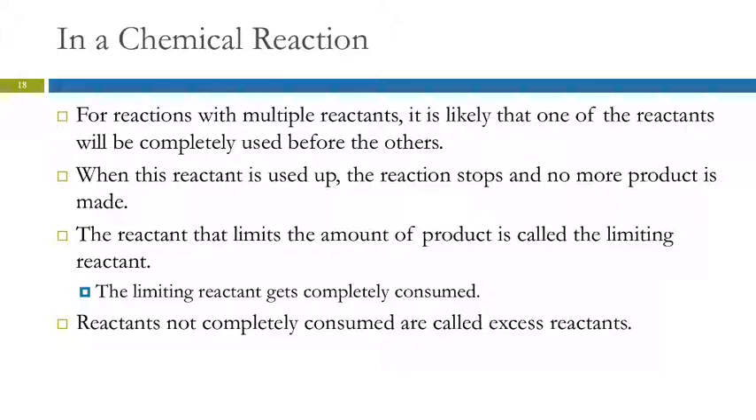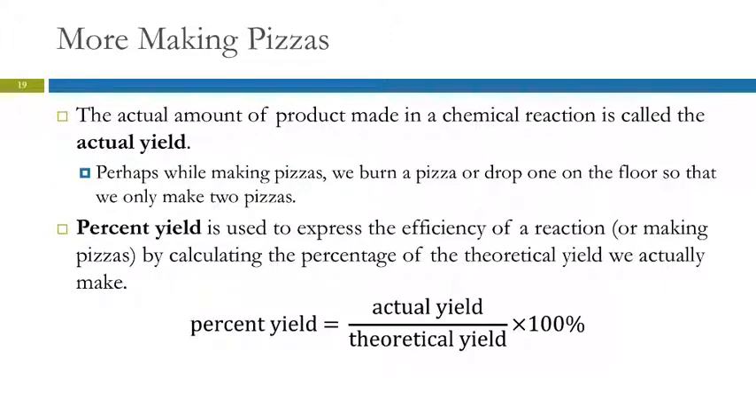Just like when you're making pizzas and you run out of an ingredient, you have to stop making pizza, right? So the limiting reactant gets completely used up, gets completely consumed, and reactants that are not completely consumed are called excess. They're left over. So the actual amount that gets made is called the actual yield. This is not always the same. In fact, it's usually not the same as the theoretical yield.